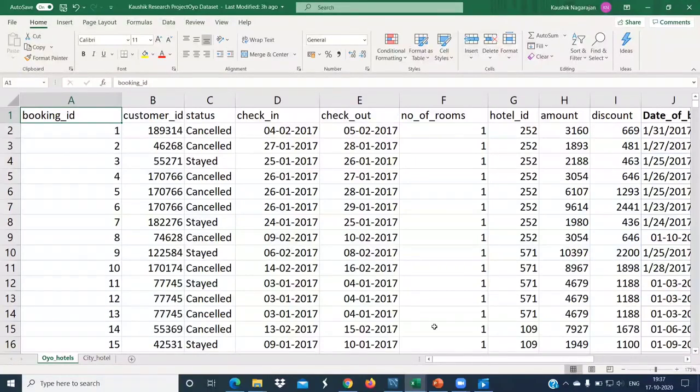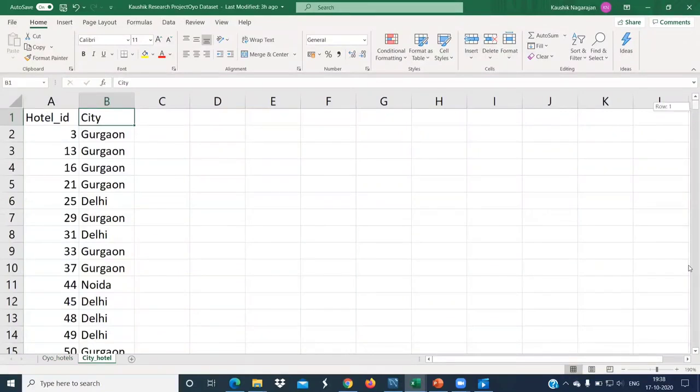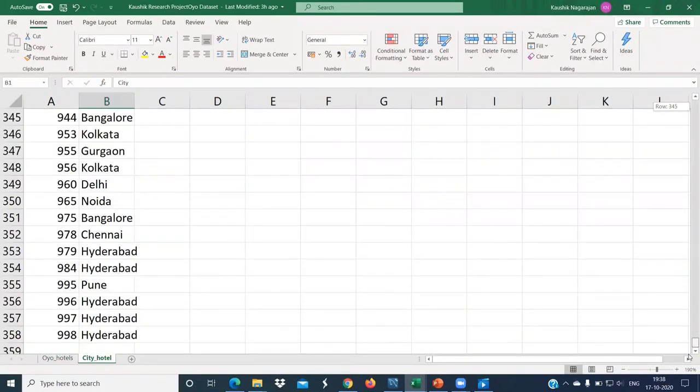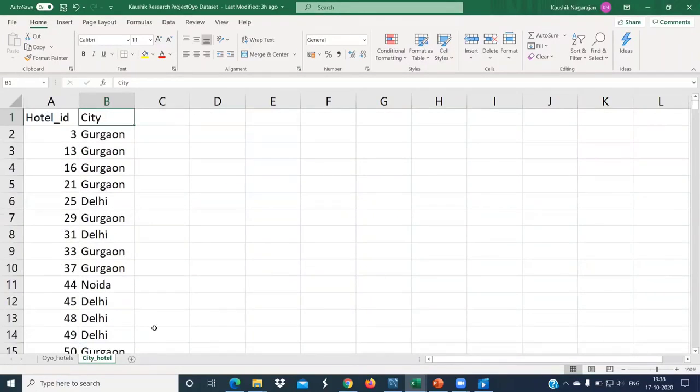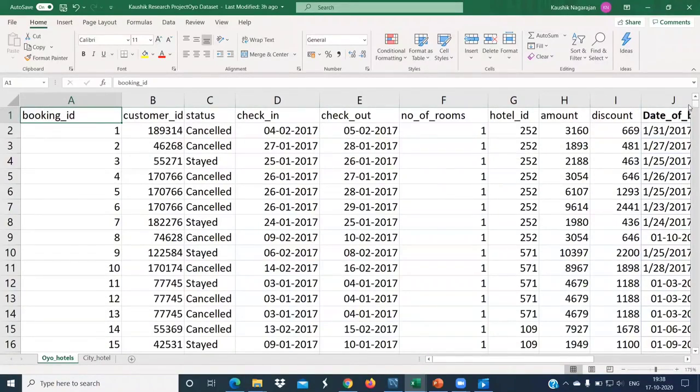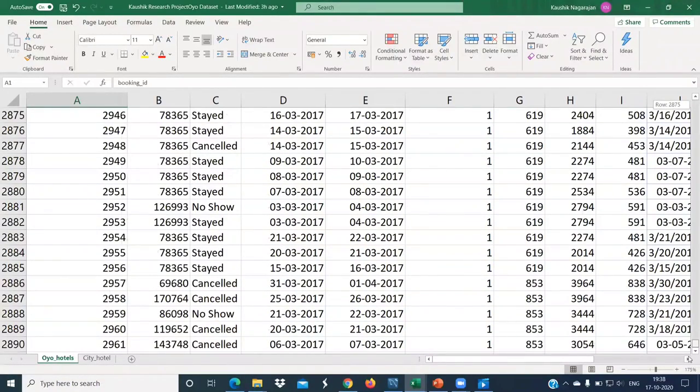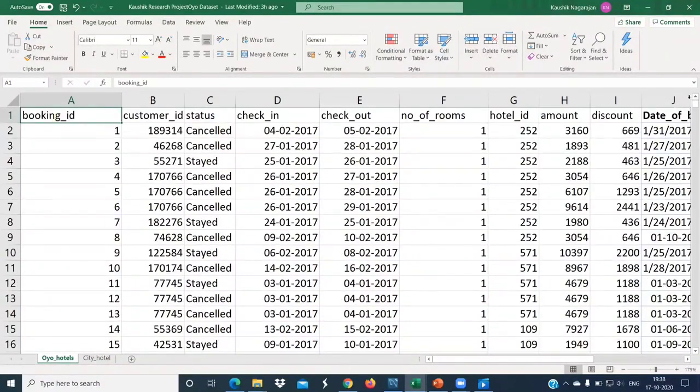The table data import wizard is ideal for dataset with medium or small number of rows. So the city hotel consists of nearly 357 rows. So 358 rows. So this table can be imported using table data import wizard. Whereas we can see that the OYO hotels dataset is a lengthier one, which consists of 2890 rows. So this table is ideal to be imported using the command prompt method.